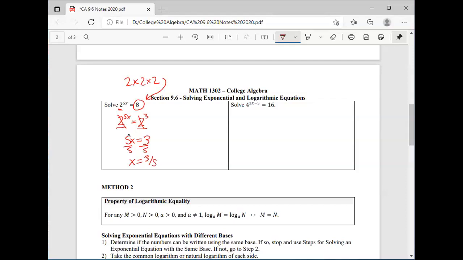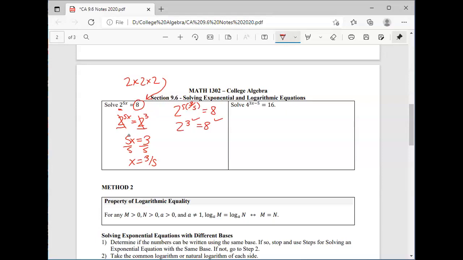Okay, and so we could check our work by plugging in 3/5 up there where 2 to the 5x would be 2 to the 5 times 3x. And since we're saying x is 3/5, then 2 to the 5 times 3/5 would end up being 2 to the third. And that's true. 2 to the third is 8. So we can always go back and check and make sure that we're doing the right thing.